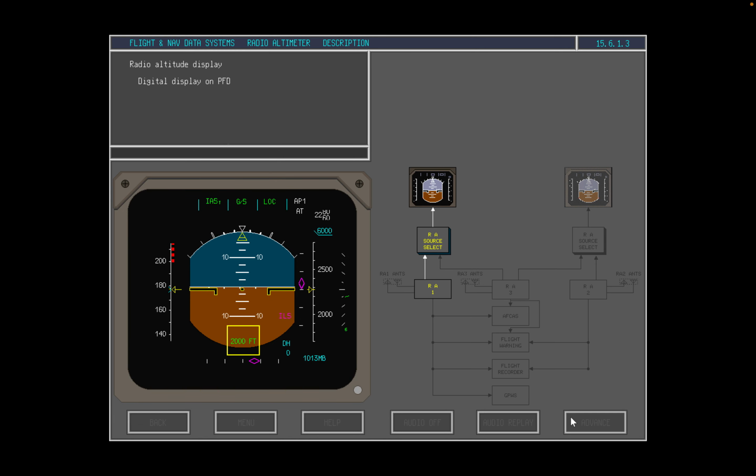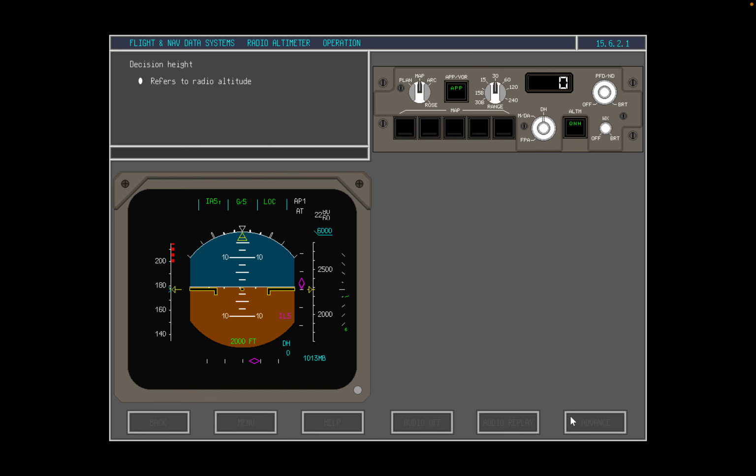Radio altitude is displayed digitally on the PFD at the bottom of the attitude display. The display is presented below a height of 2,500 feet. The primary flight display also presents an amber bar on the barometric altitude scale, showing the ground level with reference to the altitude pointer. In case of a system failure, the source of radio altitude data for display can be switched between the on-side system and the center system.